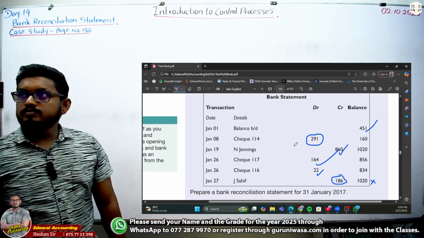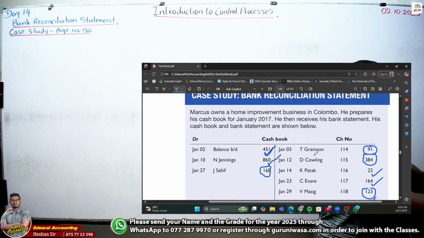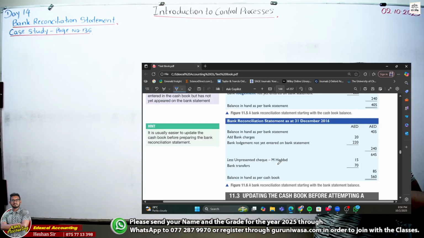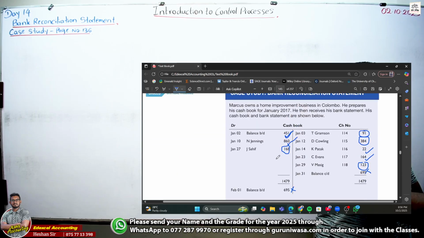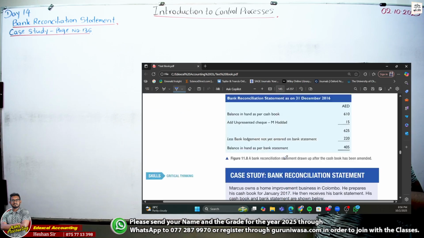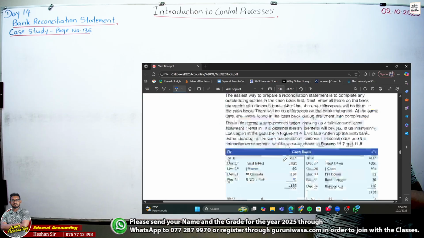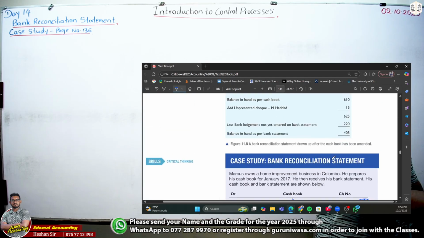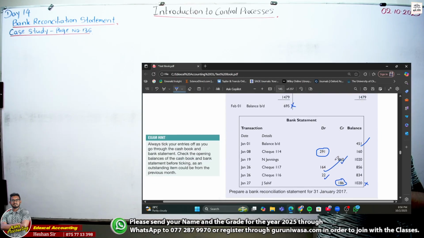Right. Now, I told you what is the reason for this one, the 186, 68. I told you this reason we call as what? Bank lodgement not yet entered on the bank statement, which means deposited but not yet realized. So these are unpresented checks. What is the other one? Bank transfers directly deposited to the bank.